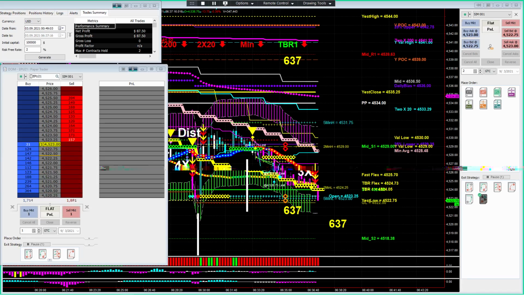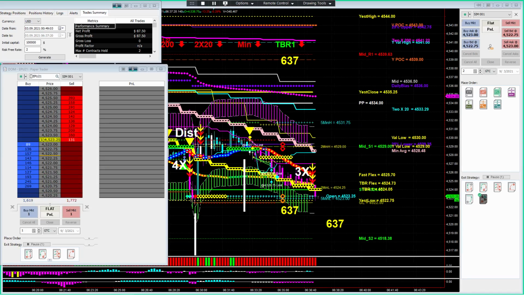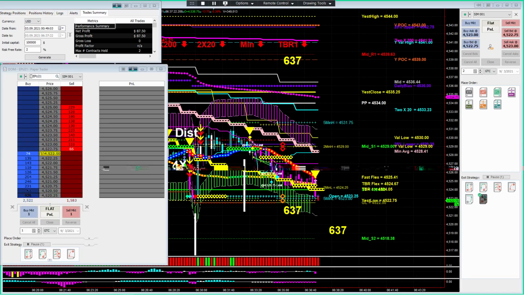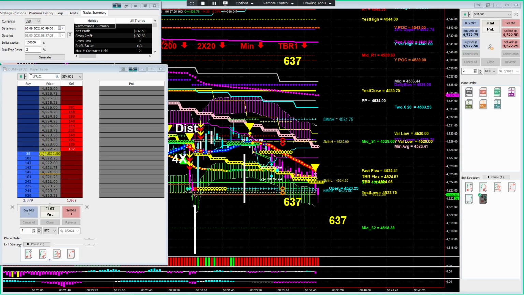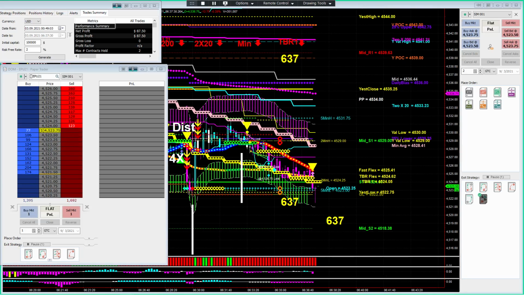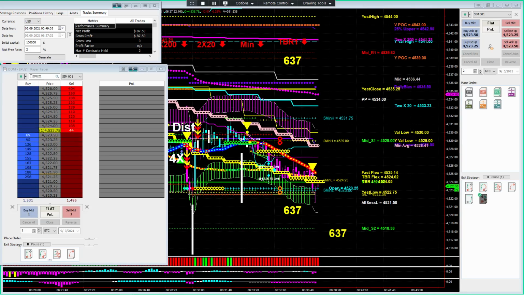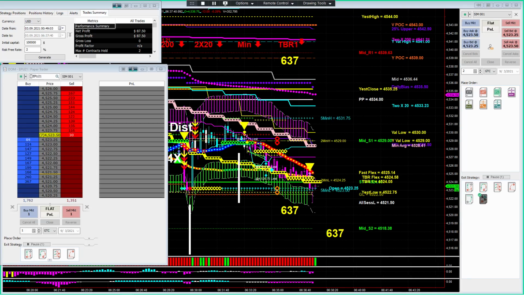3x Renko down into, again, yesterday's low range, indicating a pretty weak market. 637. News is at 6:45. We still have time to take a trade. It's just a matter of it's got to show us a little bit here.